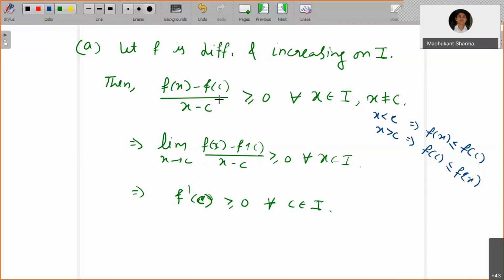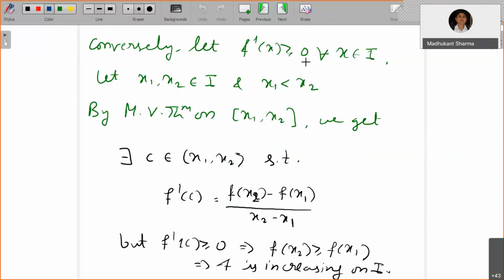You are given that f is differentiable and f dash of c is greater than or equal to 0, and you are supposed to show that the function is increasing on I. Then you start with two points x1 and x2 such that x1 is less than x2. You need to show that f of x1 is less than or equal to f of x2. So conversely, assume the condition holds true. Now look at this interval x1 comma x2.